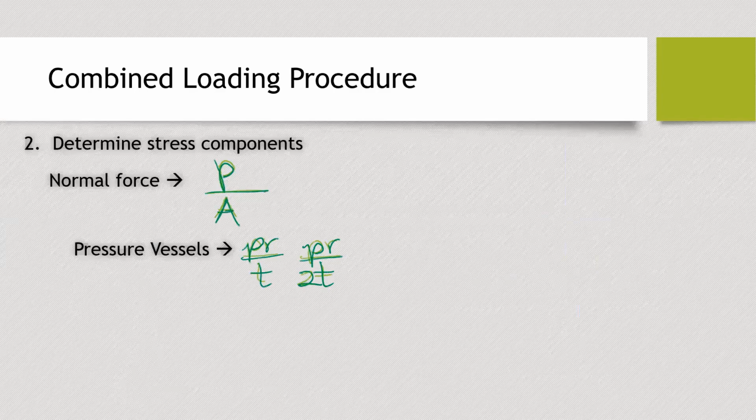Okay, so now note that these are two different P's. Capital P is your axial or your normal load. Little p is your pressure. Okay, both of these create normal stress.